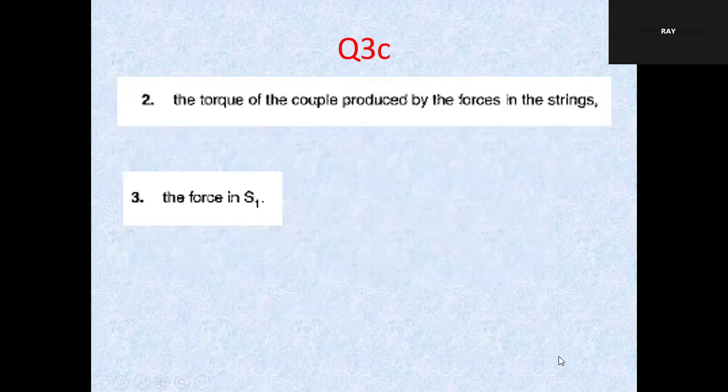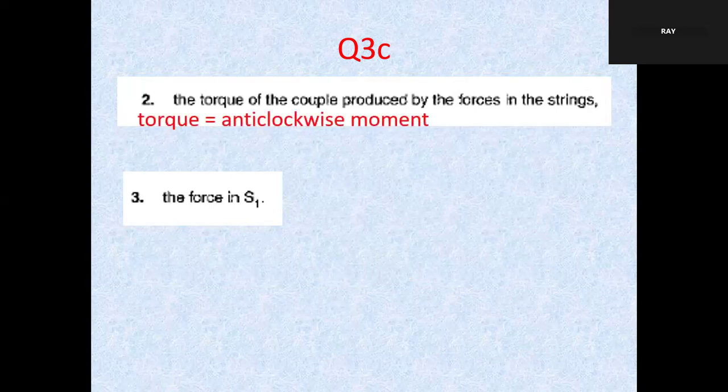The torque of a couple produced by the forces in the string. What is the answer? Right? Torque equals anti-clockwise moment. Same. That's why we have calculated the value. The couple will produce a torque, and that is equal to the anti-clockwise moment that we have just calculated.